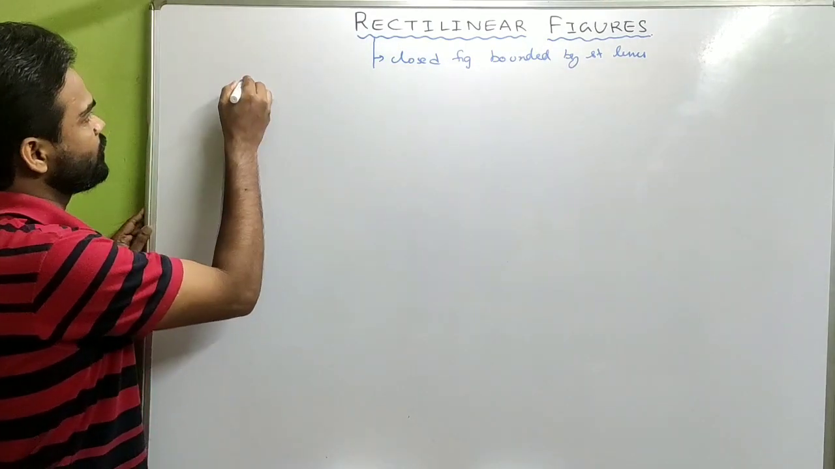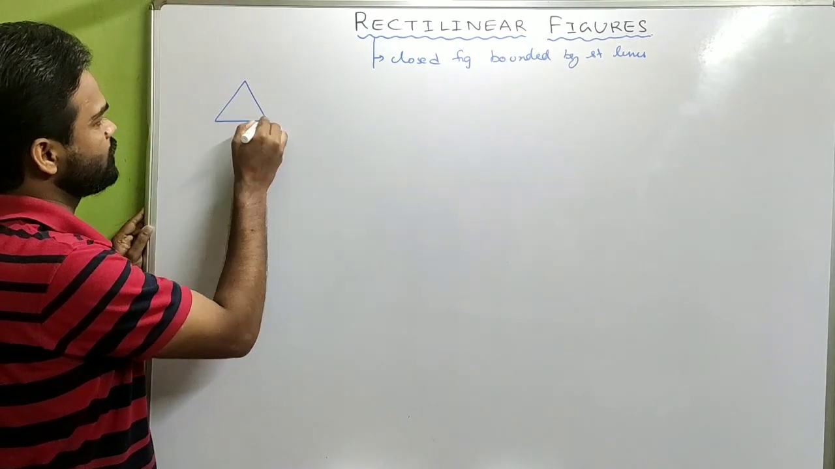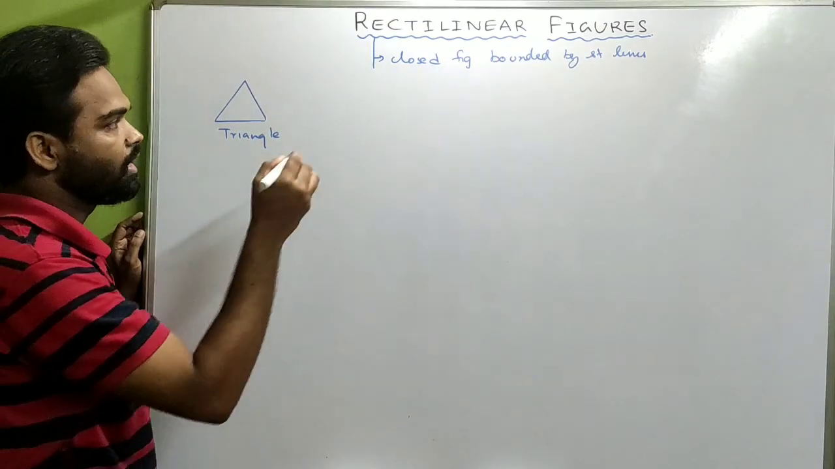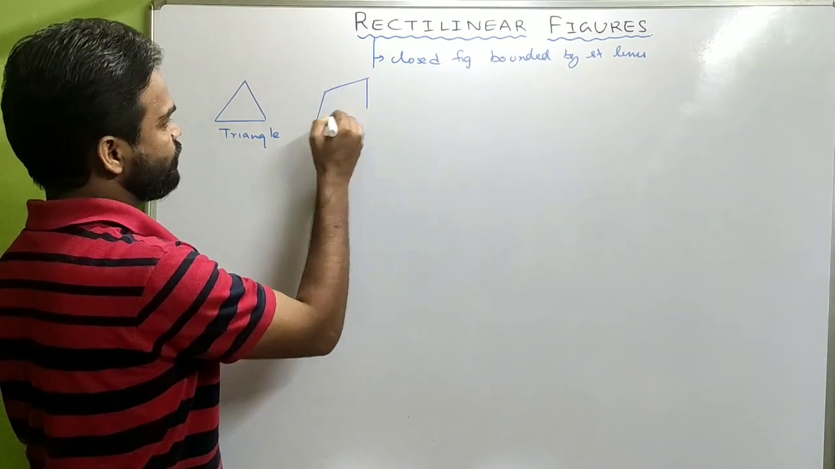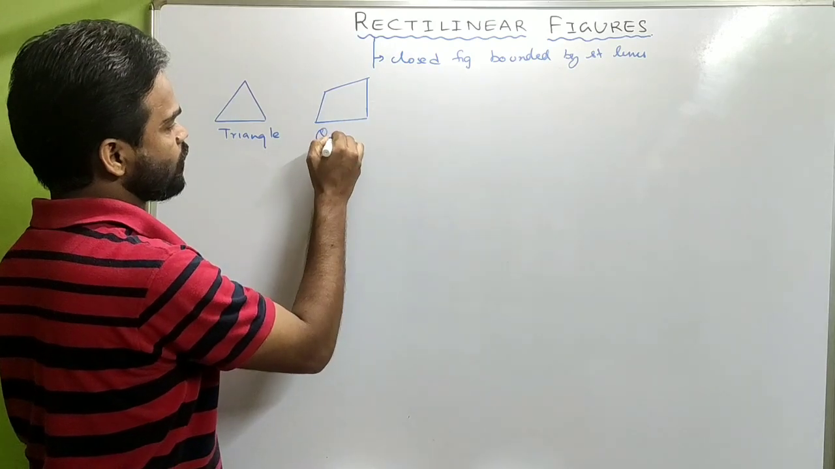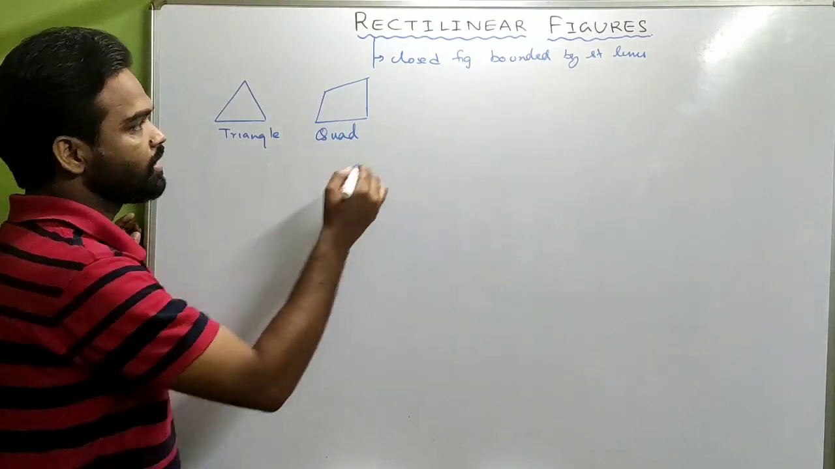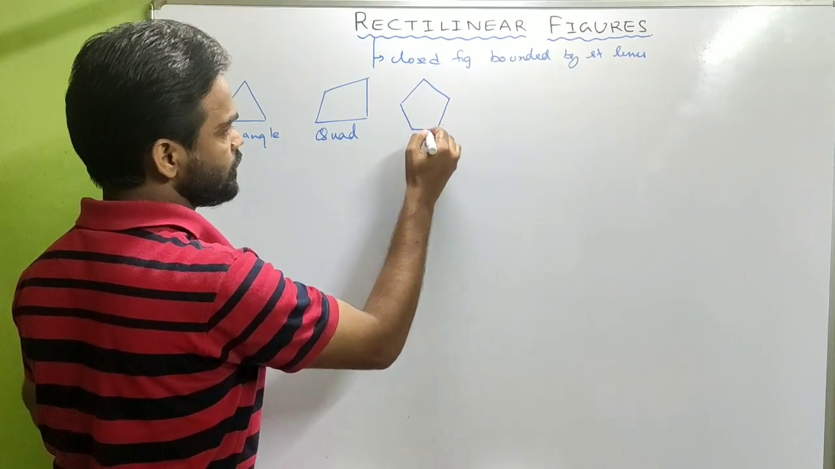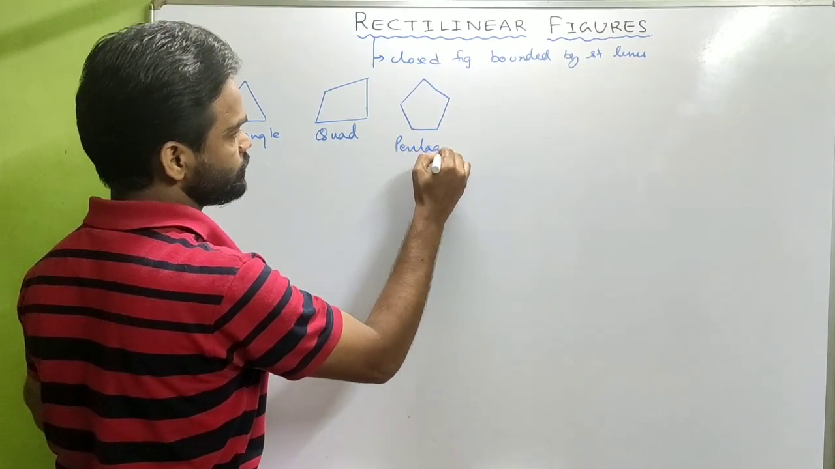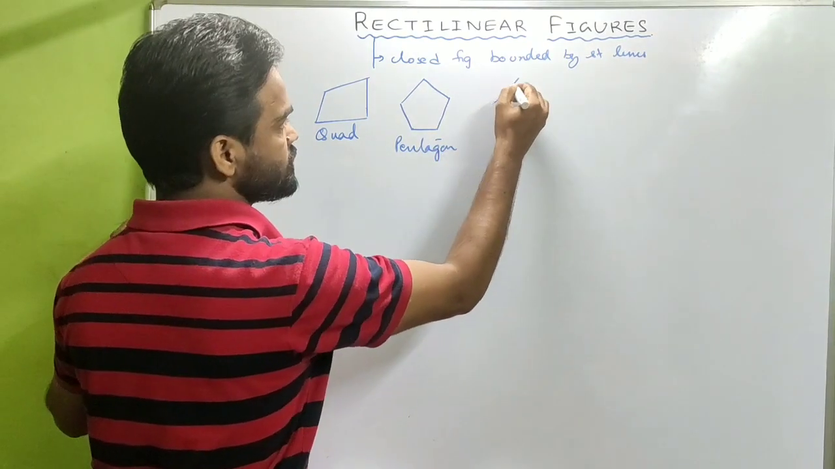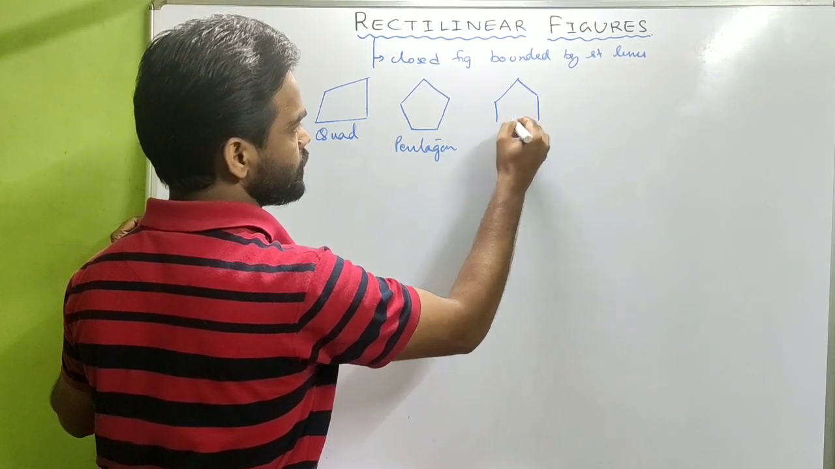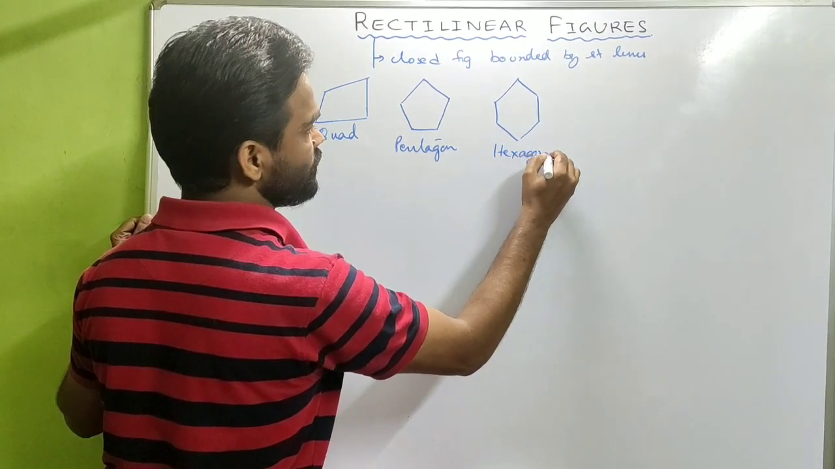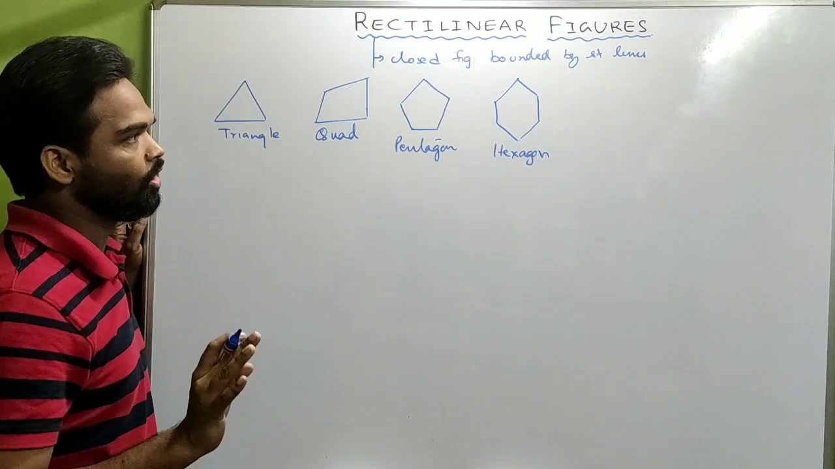For example, if you have three sides, it's a triangle. If the closed figure has four sides, it's a quadrilateral. If it has five sides, it's a pentagon. Suppose six sides, it's a hexagon. Similarly, seven sides, heptagon, and it goes on.